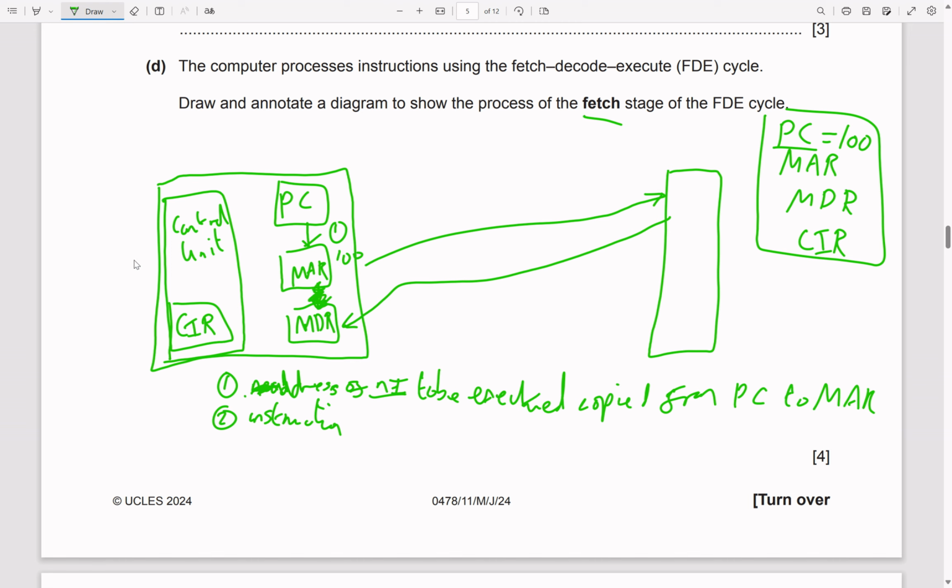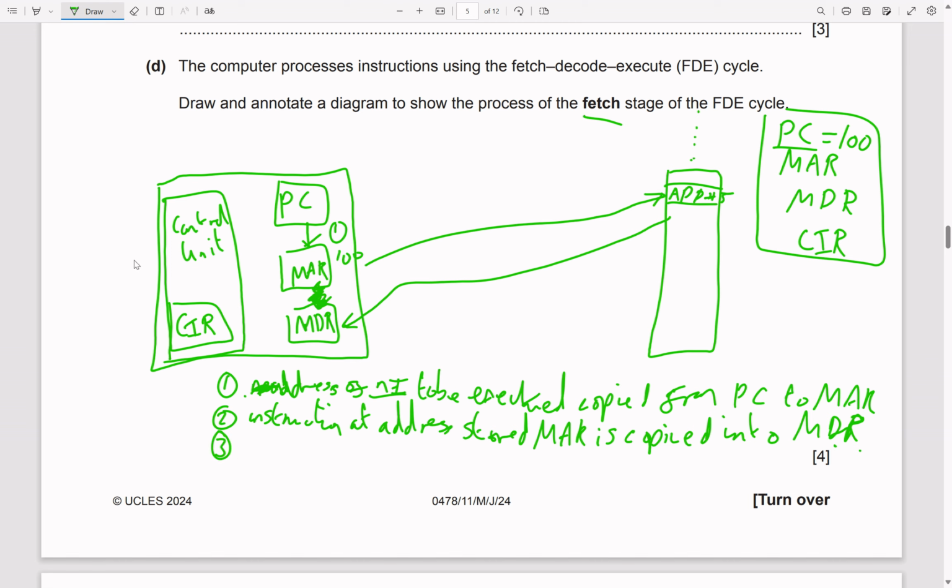So maybe we can just delete this arrow. So instruction at address stored in MAR is copied into MDR. So for example, let's say that this is memory address 100, because maybe there's more up here, and maybe this has the instruction add 5. So effectively, this add 5 instruction is going to be copied into the MDR.